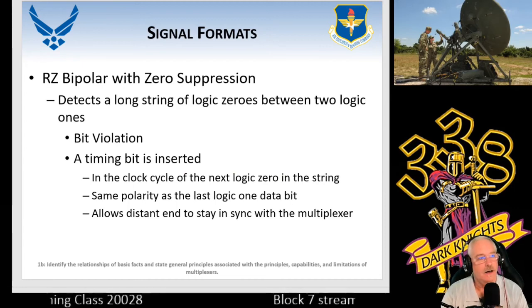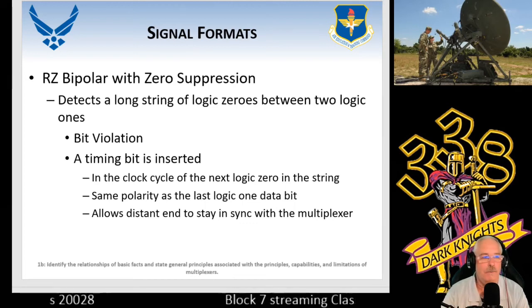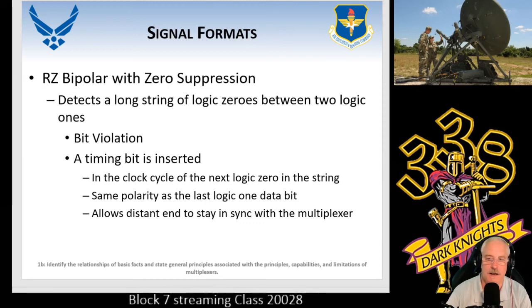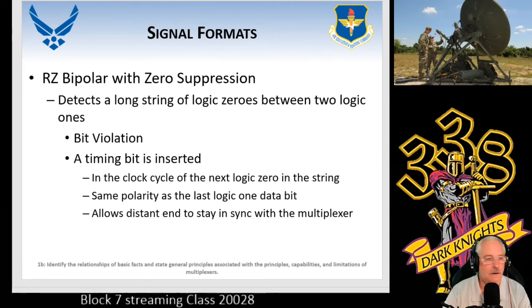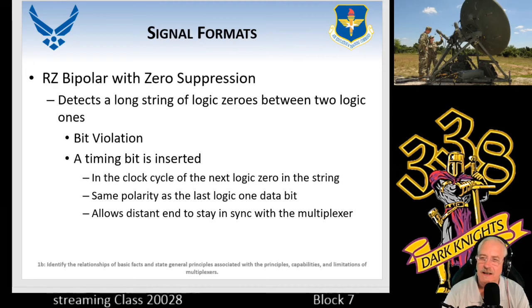Overhead, in other words. Here's the bipolar with zero suppression. Again, it's bipolar, flip-flopping, but there is an additive to it called a bit violation. This bit violation is going to let the distant end know, hey, there was X amount of zeros in a row, now I've got to worry about it. You're going to see this in the NSM tech order, but it's also called alternate mark inversion. Alpha Mike India.